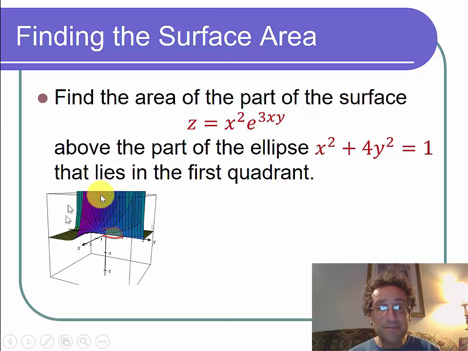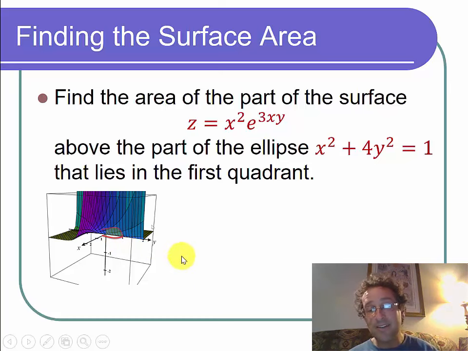And here's my picture. I have this beautiful little surface. I have this bit of an ellipse, a quarter ellipse. If I project that upwards, I get this piece of the surface. And I want to find the area of that surface. We don't necessarily have to draw this three-dimensional picture, but it's beautiful and computers can do it pretty easily.